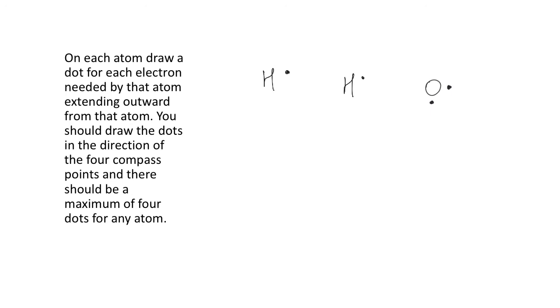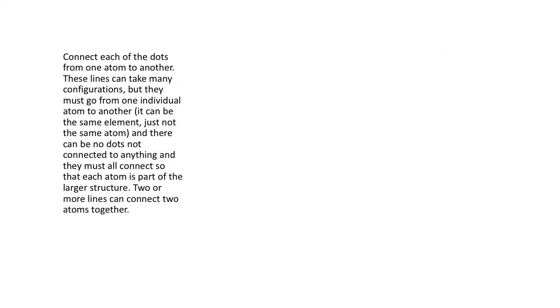You should draw the dots in the directions of the 4 compass points, and there should be a maximum of 4 dots for any atom. You can draw them at the compass points, left, right, up, down, or north, south, east, west, around the atoms. Then connect each of the dots from one atom to another. These lines can take many configurations, but they must go from one individual atom to another. It can be the same element, not the same atom.